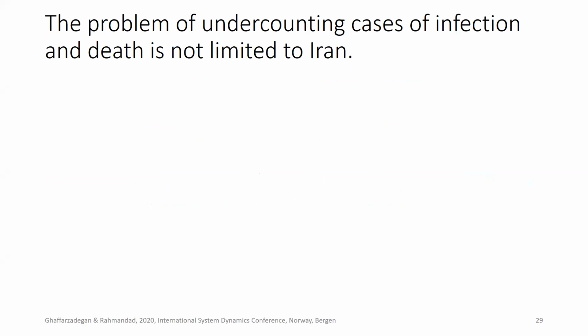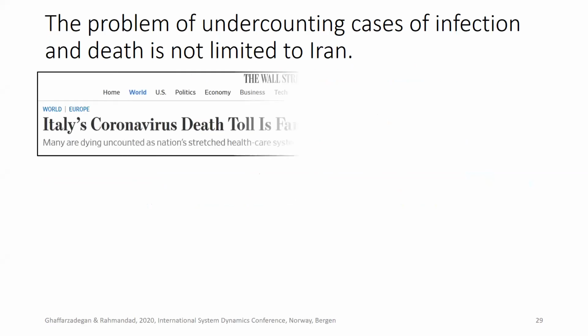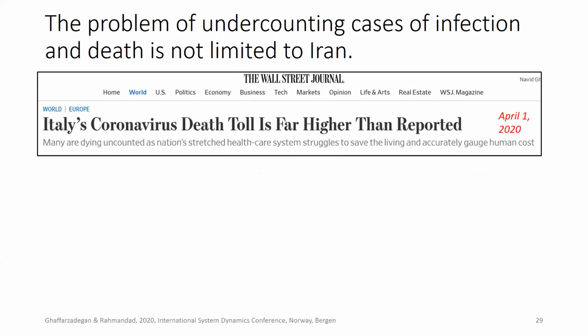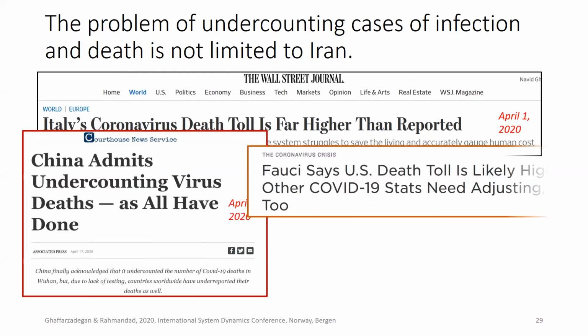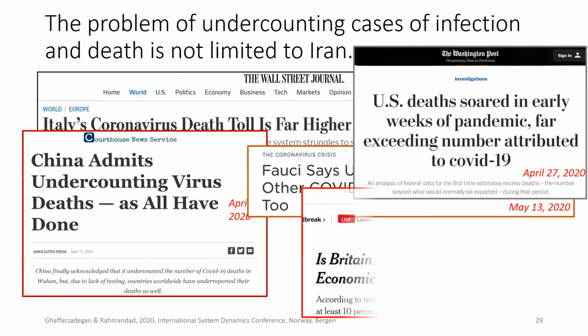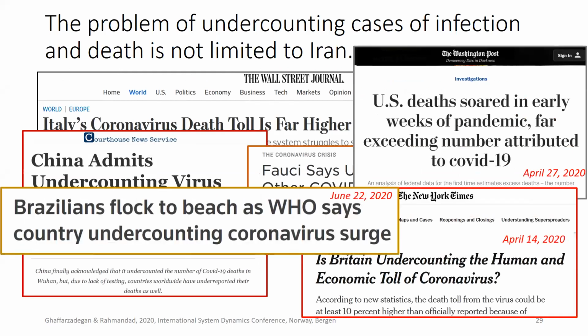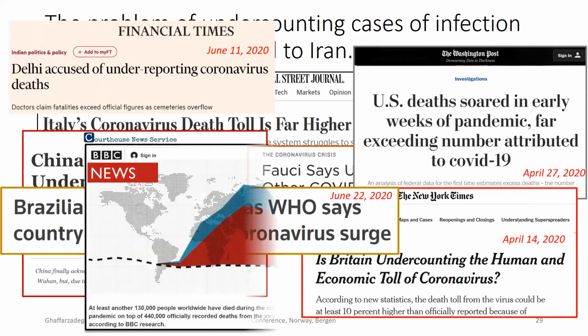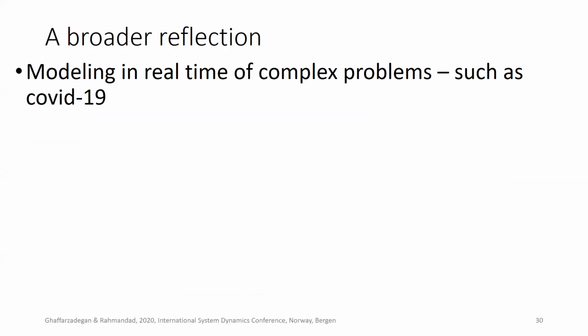The problem of undercounting cases of death is not limited to Iran. So there's a lesson that can be learned and used in different countries, as you have seen in different media reports. This is something that is everywhere, including United States, Britain, and all over the world. So these types of techniques can be used to have better estimates for the cases.